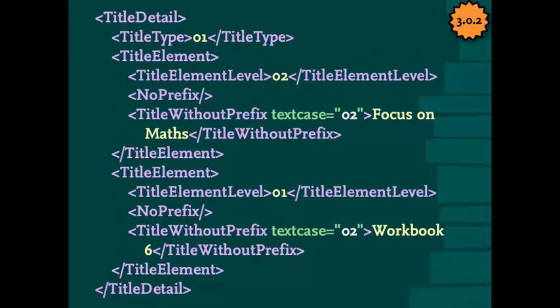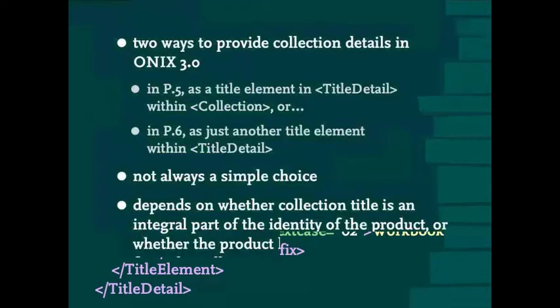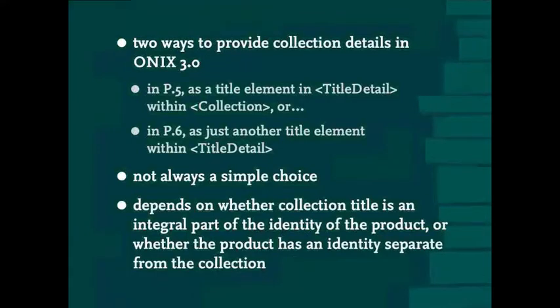We've seen two different ways of doing collection titles, and so there needs to be a way of choosing between them. Which of them is correct? The two different ways: as a title element within collection, or just as a title element within title detail, using that element level tag. And there is a rule of thumb.